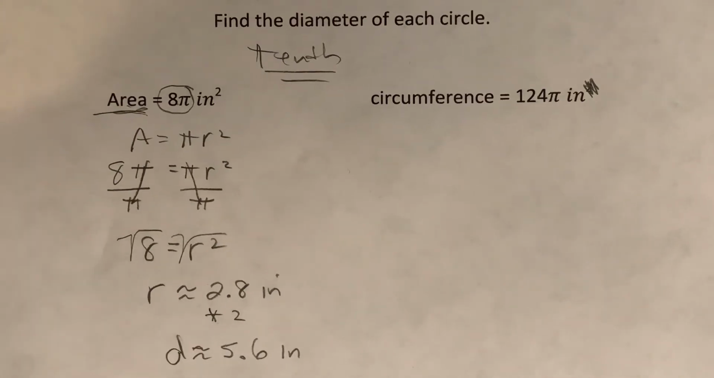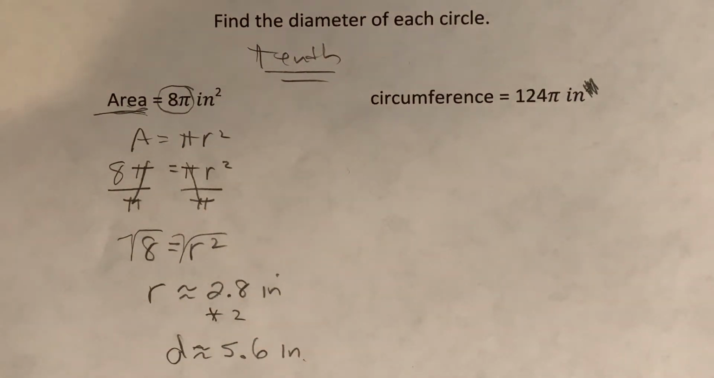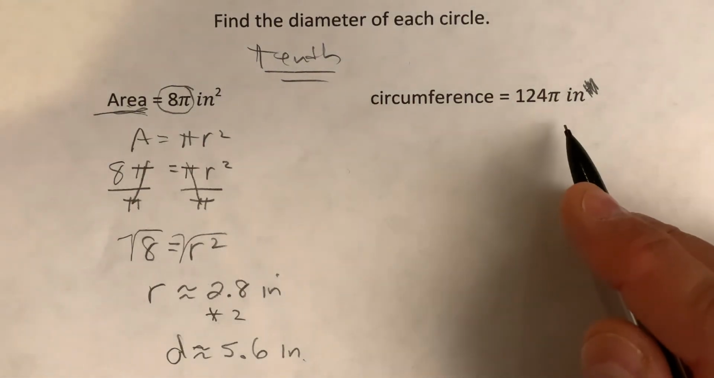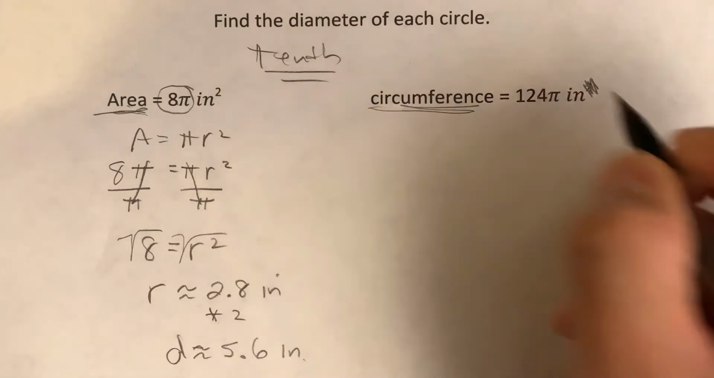Now let's try with the circumference formula. This one's a little bit easier, actually. So this is the harder one. I probably should have switched these around, but this is the tougher one with more steps. For the circumference formula, here on this one, it says the circumference is 124 pi inches. So we start with the circumference formula, because it gives us circumference.